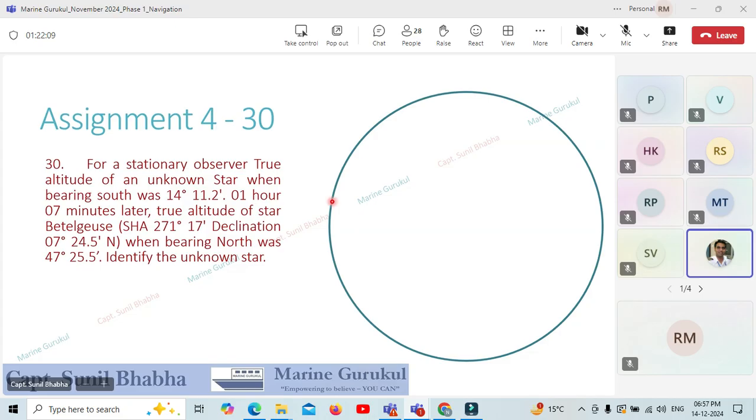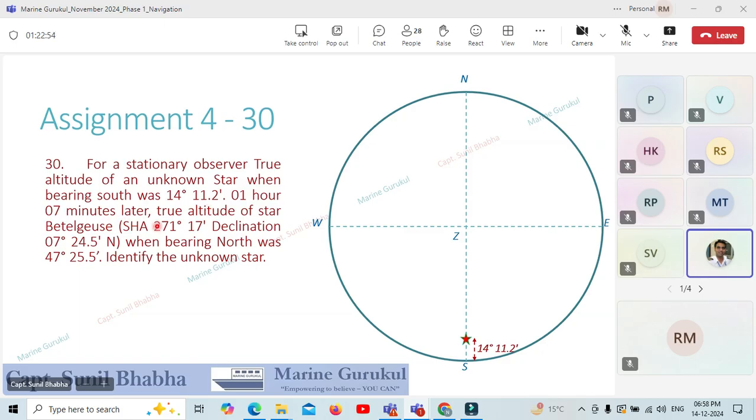Let's make the rational horizon diagram. We have the rational horizon, points N, E, S, W marked. Let's mark the center as the zenith of the observer. We have the zenith on the diagram now. The information given in the question is the unknown star was bearing south. That means line Z to S, south bearing, and altitude 14 degrees 11.2 minutes. So from the horizon, which is point S, we are 14 degrees 11.2 minutes away. So let's mark 14 degrees 11.2 minutes, and this is where the unknown star is. We have the unknown star in our rational horizon diagram.